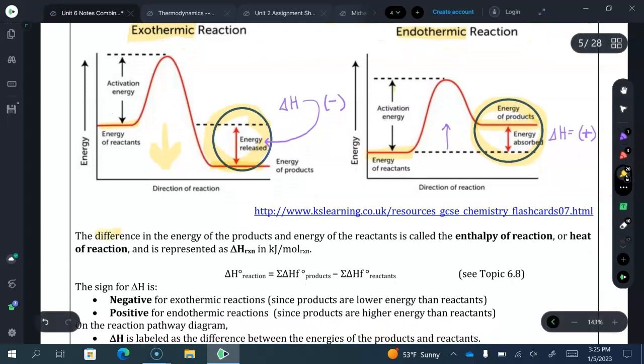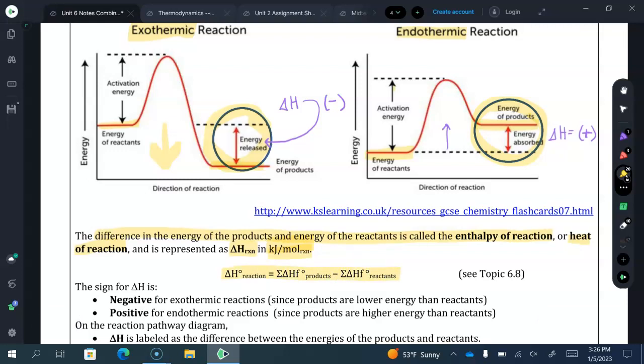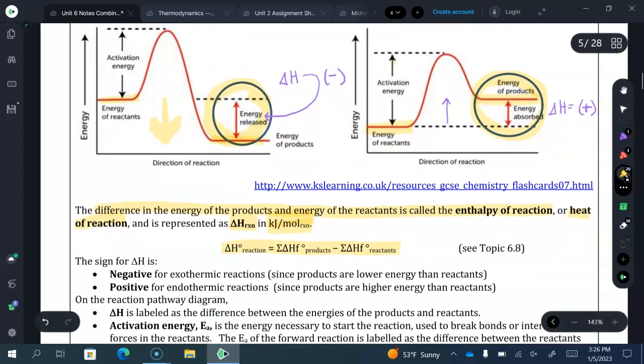The difference in the energy of the products and the energy of the reactants is called the enthalpy of reaction, or heat. Sometimes it's called the heat of the reaction, and this is represented as delta H sub Rxn, Rxn representing reaction, and has generally the units of kilojoules per mole. And this is our overall expression for that, to summarize it. We'll dive in deeper to what that is, but if we know the Y values for the reactants and the products, we can determine this ourselves.